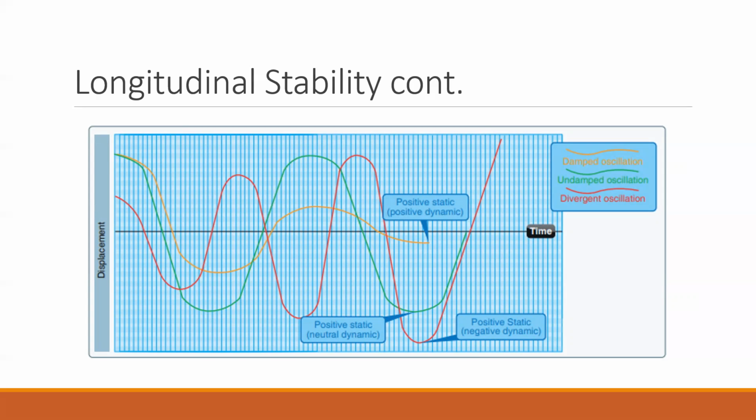On the green line, we have the neutral stability. As time goes on, nothing really changes. It stays the same. Whatever force was imparted doesn't grow and doesn't shrink, which can be useful in a lot of circumstances. And then finally, we have the orange line here, and that's our positive stability. As time goes on, the force dampens out.